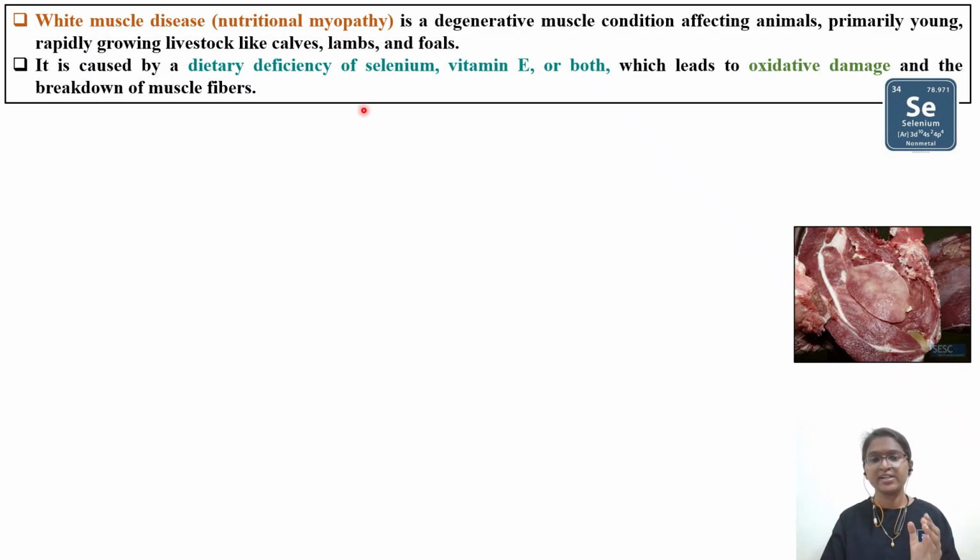Whenever the diet is deficient of selenium or vitamin E, you will get this white muscle disease, which leads to oxidative damage and the breakdown of the muscle fibers. So pause here. Again, try to remember when muscle wasting is happening, when the muscle fibers are undergoing degeneration.